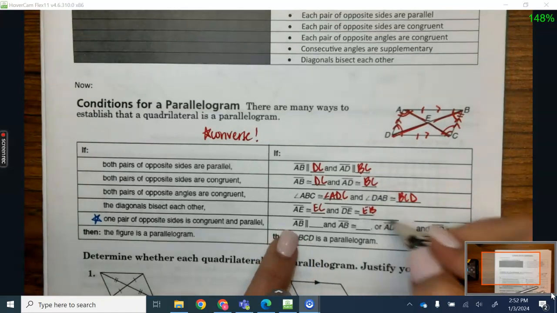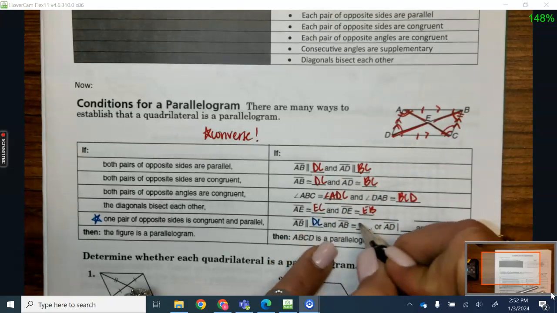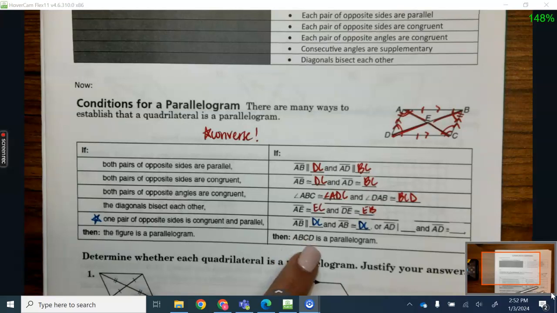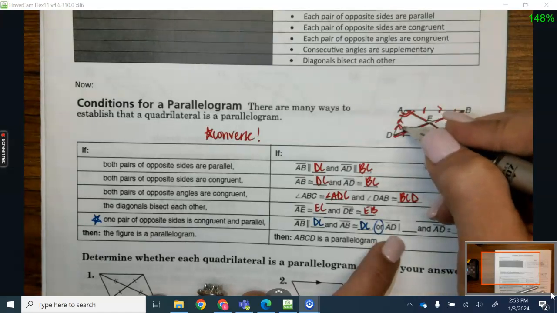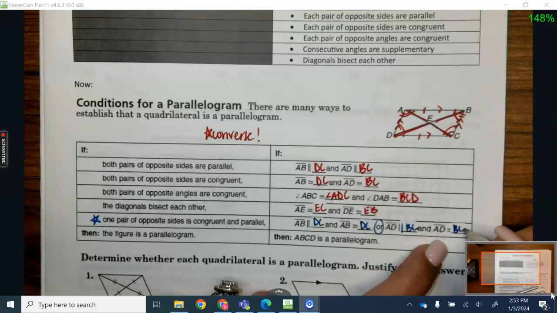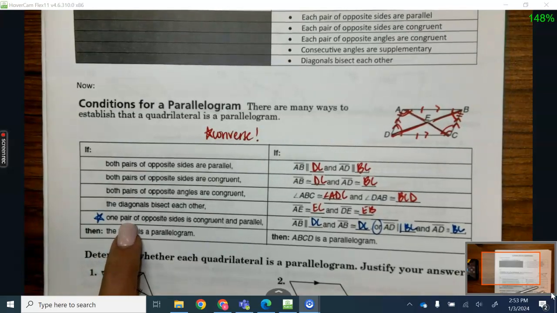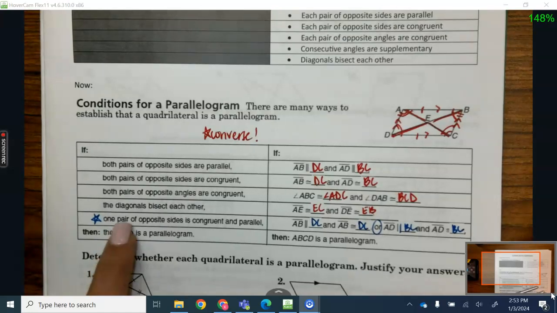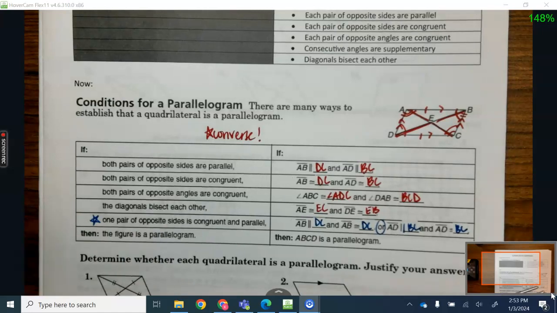So if I can prove that AB is both parallel to DC and also congruent to DC, then the figure is a parallelogram. Or if I can prove that AD is parallel, there should be two lines, to BC, and AD is also congruent to BC, then the figure is a parallelogram. So this is an extra property to prove a figure is a parallelogram. It does not mean that it's one of the properties if it is a parallelogram already, even though it would be true, but I can use this shortcut to prove a quadrilateral is a parallelogram.